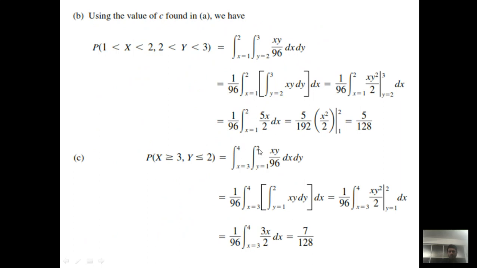So y is 1 to 2, integrand is xy by 96 dx dy. And again, this is simply a double integral, so we apply the concept of calculus which we apply in double integration. By solving this double integral, we get the probability when x is greater than or equal to 3 and y is less than or equal to 2 as 7 upon 128.